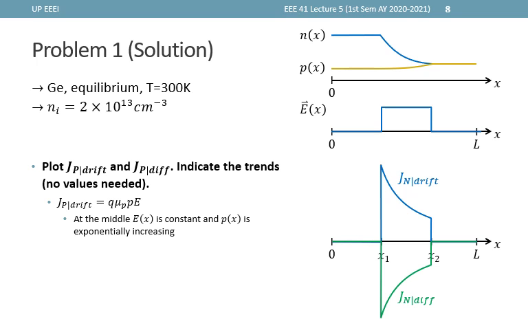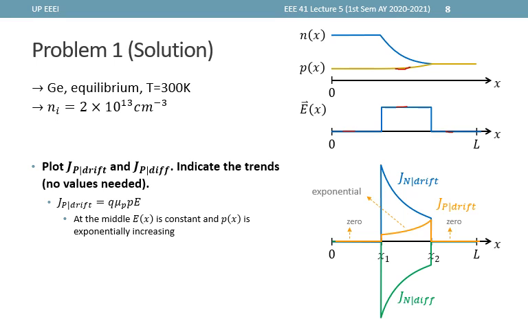Therefore at the outer regions, if we multiply again with the electric field of 0, then Jp drift must be equal to 0. At the middle, the electric field is constant, so we'll just have to copy the same trend for P of x, which is exponentially increasing. And we should be able to get a plot that looks like this one.